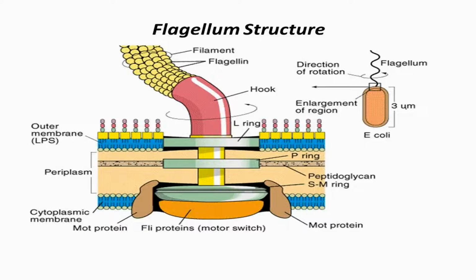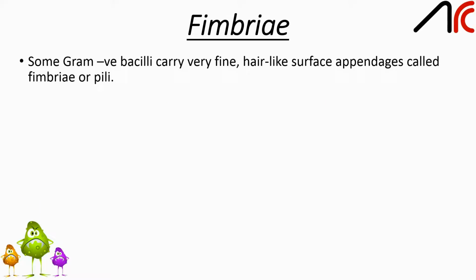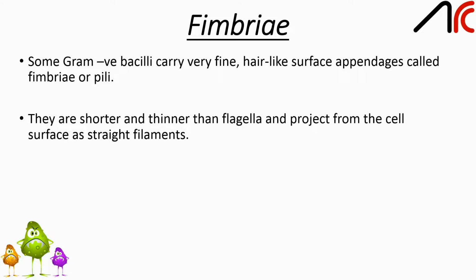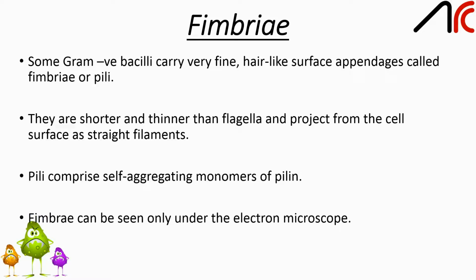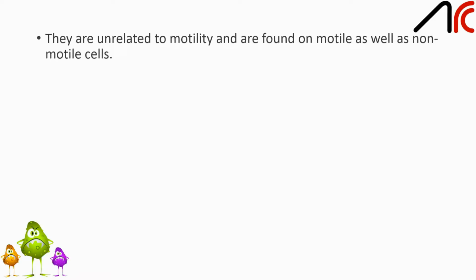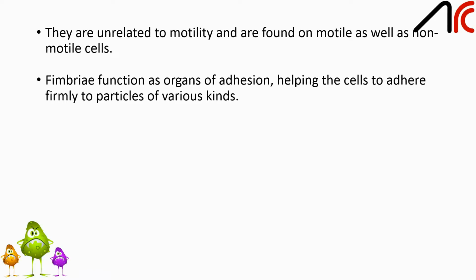Fimbriae. Some gram-negative bacilli carry very fine hair-like surface appendages called fimbriae or pili. They are shorter and thinner than flagella and project from the cell surface as straight filaments. Pili comprise self-aggregating monomers of pilin. Fimbriae can be seen only under the electron microscope. They are unrelated to motility and are found on motile as well as non-motile cells. Fimbriae function as organs of adhesion, helping the cell to adhere firmly to particles of various kinds.